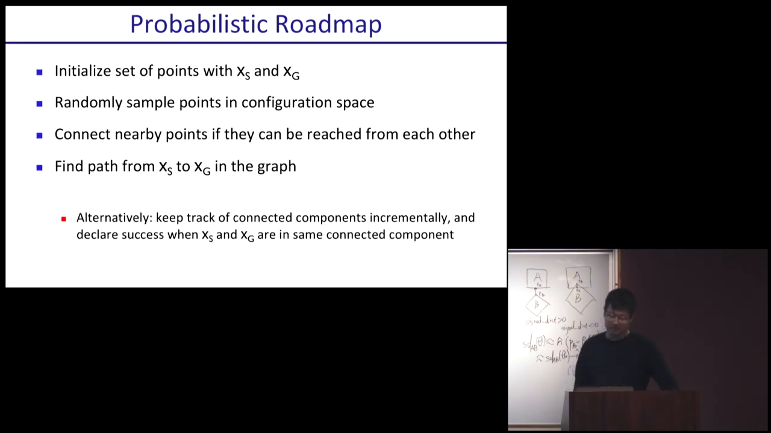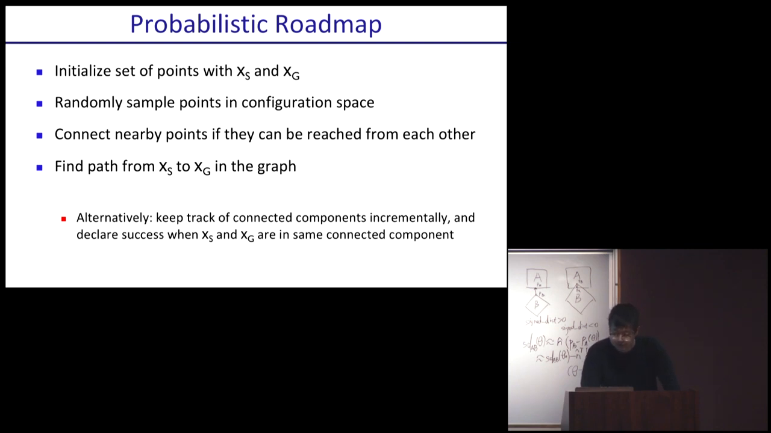Here is some description: initialize the set of points with xs and xg, and then we randomly sample points in the configuration space, and then connect nearby points if they can be reached from each other. Previously we just removed the lines that are blocked by some constraint. In the real world you can sometimes do some optimization to find whether 2 points can be reached or not. But in this example, we just say if there is some collision, then it can never be reached. And then we find the path from xs to xg in the graph.